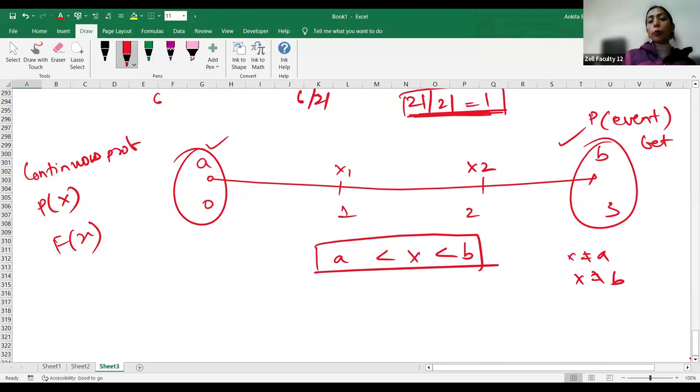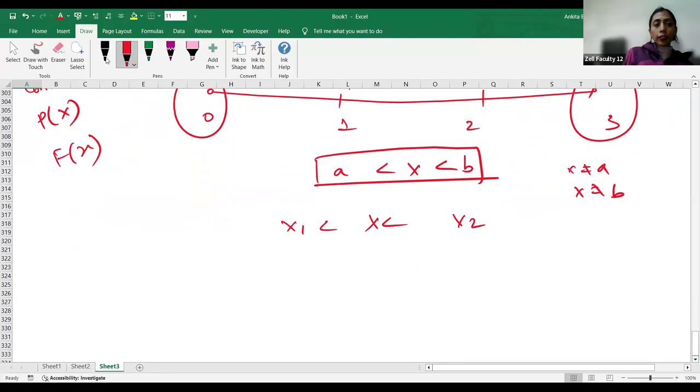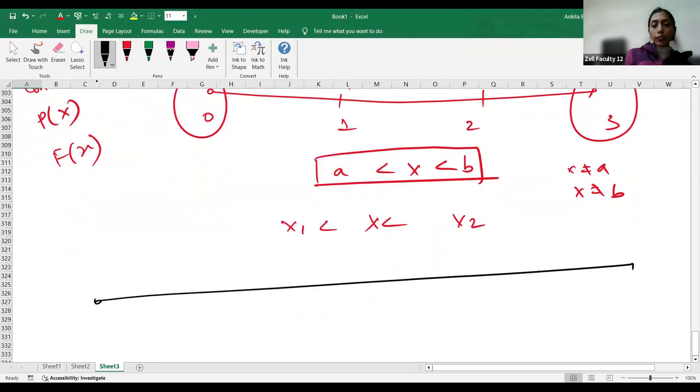And I might ask you probability of X between X1 and X2. So I could give you like this. This is an event here.